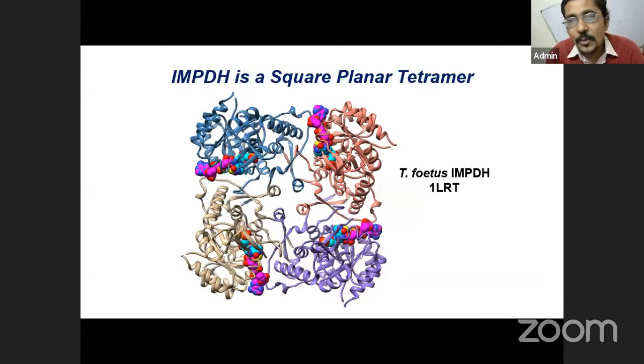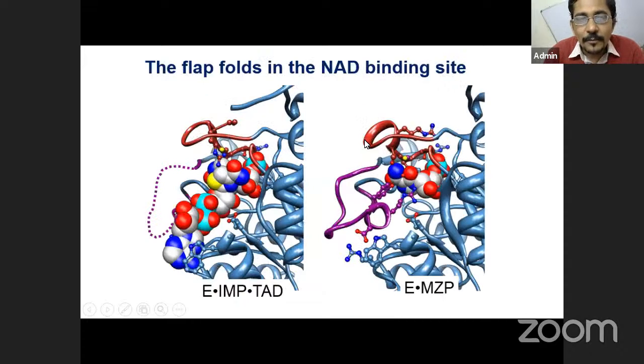Earlier it was not known, but now it is very clear that to execute the reaction, IMPDH requires at least 2 loops. Minimum 2 loops are required. So now when you look more into the PDB crystal structure, a very important phenomenon, as I talked about in the earlier slides, is that you have a loop and then you have a flap.